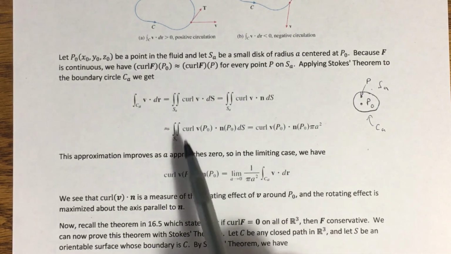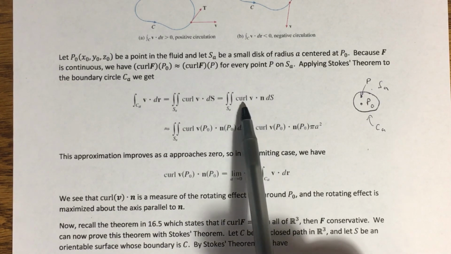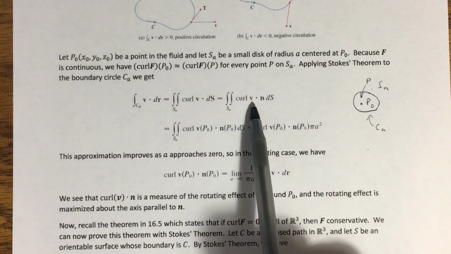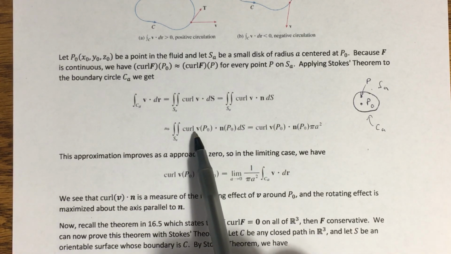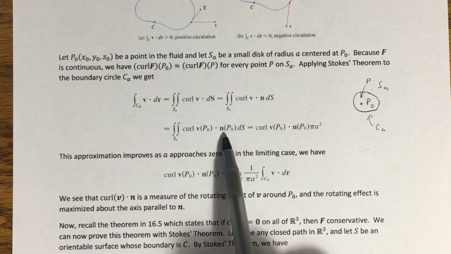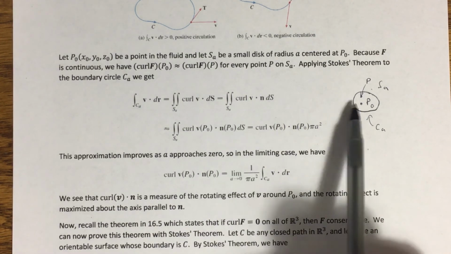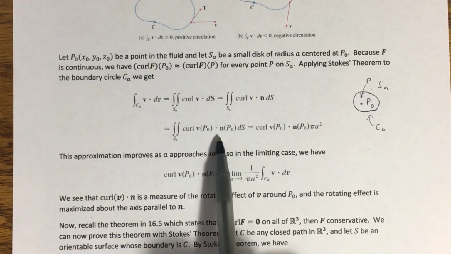And we're specifically using this approximation here because if P is a point that's actually on this curve C sub A, then the curl of V is approximately equal to the curl of V at P naught, and the normal vector is going to be approximately the normal vector at P naught, because again this will be a continuous function as well.